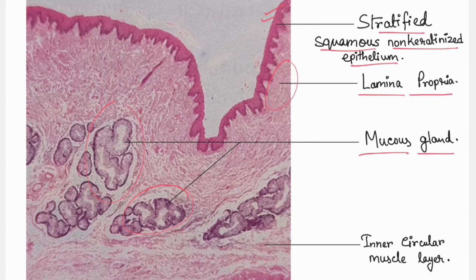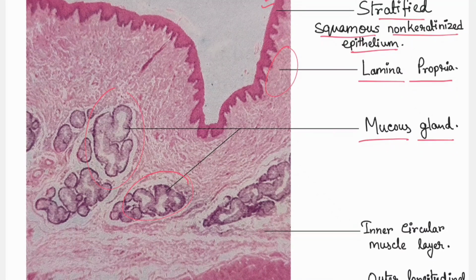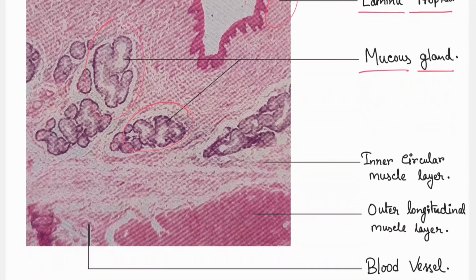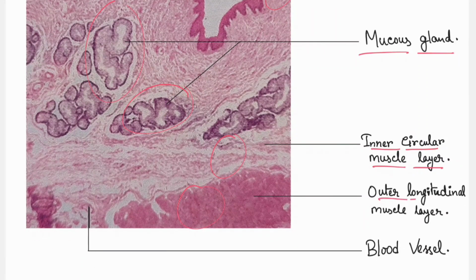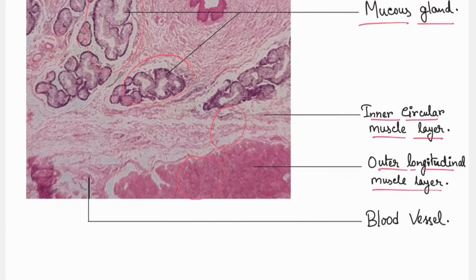These are the mucous glands, which are one of the identification features of the esophagus, on the basis of which we can identify a given slide as the slide of esophagus. So we have to identify these mucous glands. After that, this is the inner circular layer of muscles and this is the outer longitudinal muscle layer, and this one is a blood vessel, which we can see in this slide.